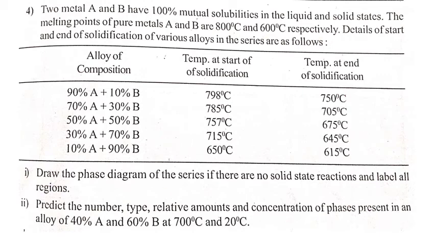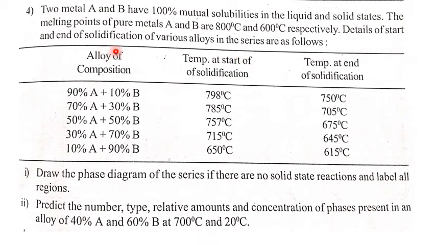So A is at the left, because we are going to take A to the left and B to the right. Obviously the phase diagram has to come like this only, because the melting point of A is higher than the melting point of B. As we move on, the details of the start and end of solidification are what is needed to construct the phase diagram.